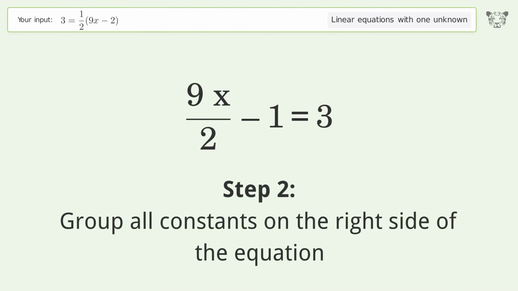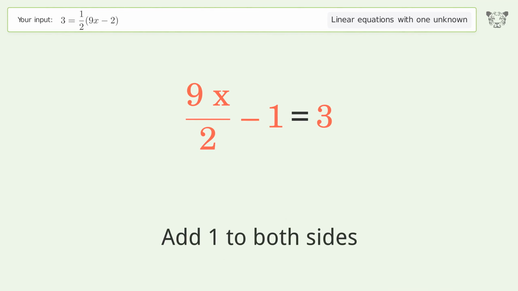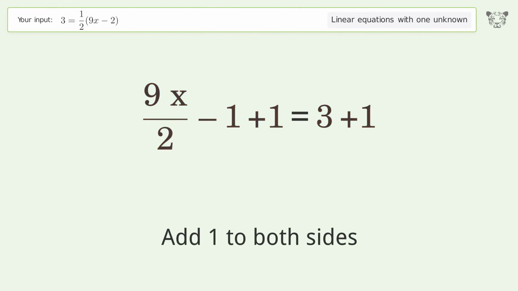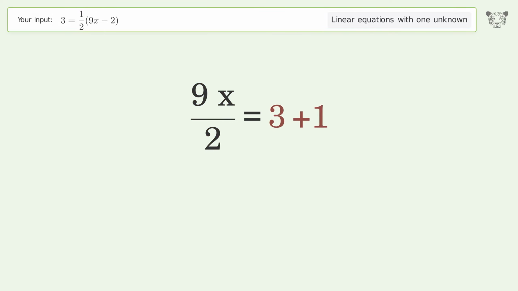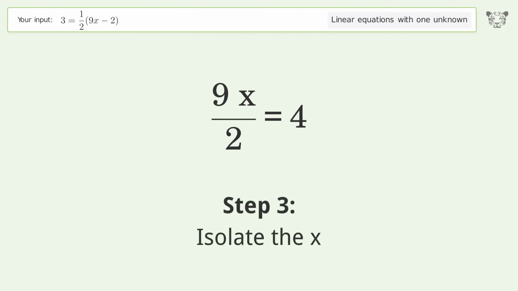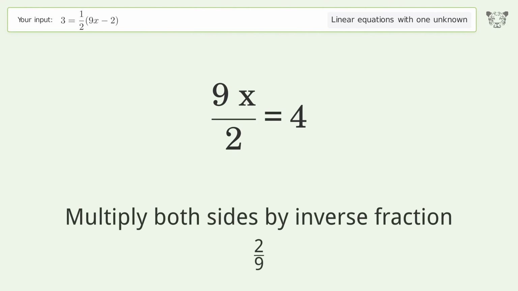Group all constants on the right side of the equation. Add 1 to both sides. Simplify the arithmetic. Isolate the x. Multiply both sides by inverse fraction 2/9.